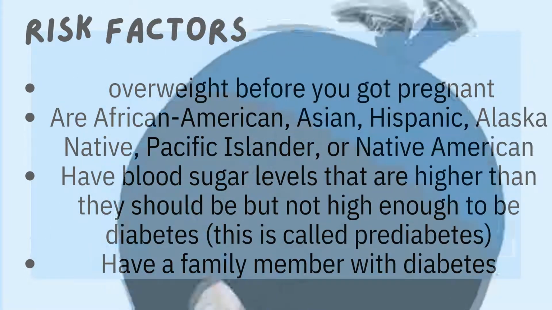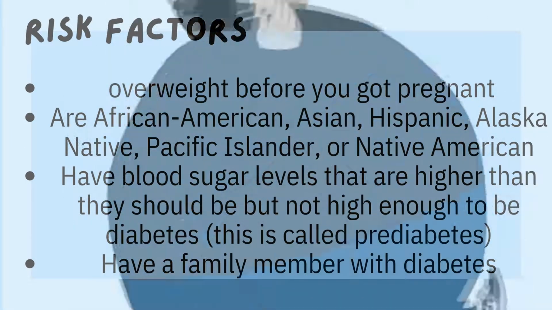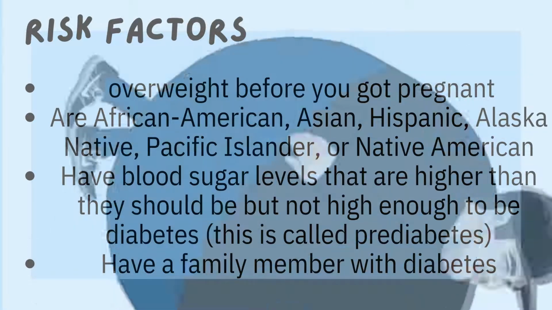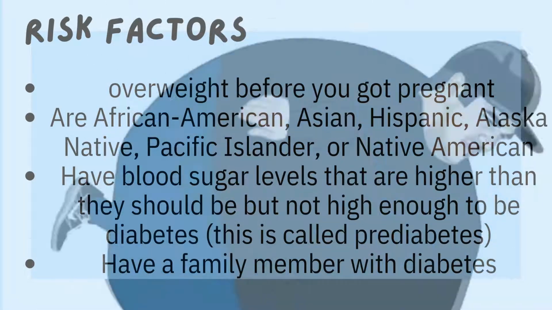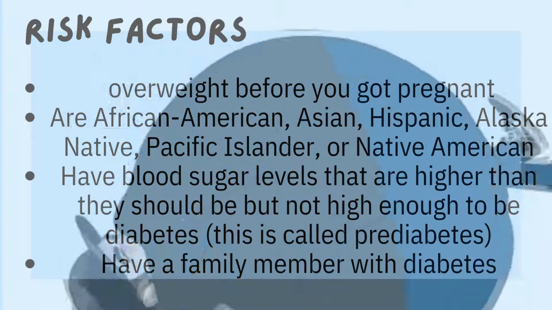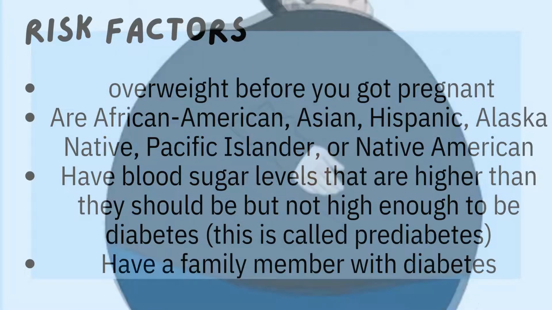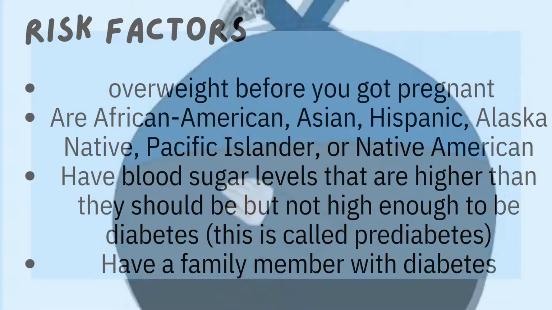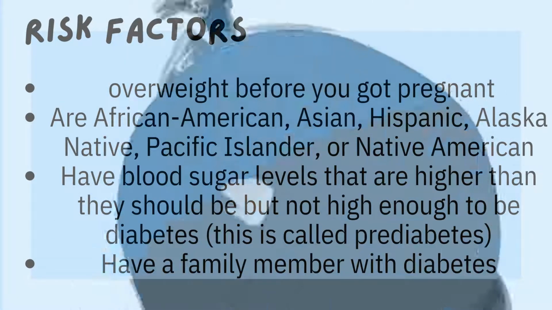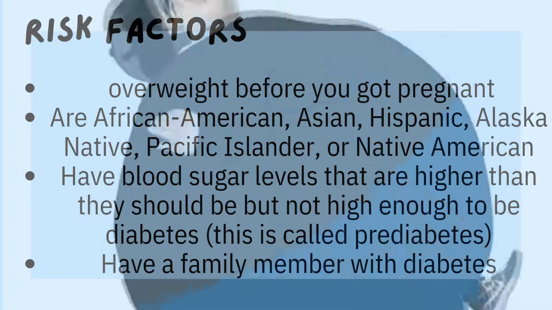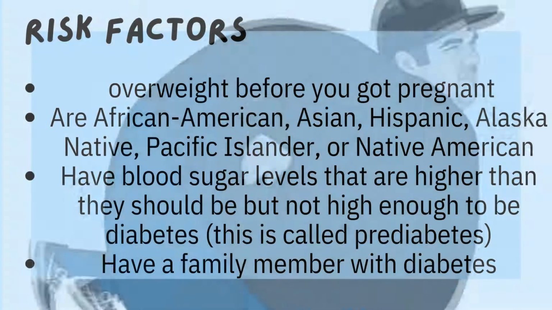What are the risk factors of gestational diabetes? 1. Being overweight before you get pregnant. Being African American, Asian, Hispanic, Alaska Native, Pacific Islander, or Native American. Having blood glucose levels that are higher than they should be, but not high enough to be diabetes. This is called prediabetes. Having family members with diabetes.